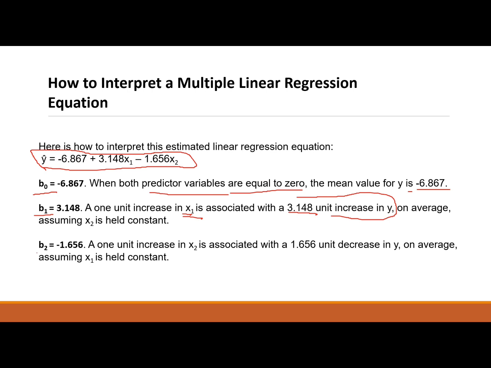For B2, this is for our second variable. So our B2 is negative 1.656. So this is the coefficient for the predictor variable x2. It represents the change in the estimated mean value of y for 1 unit increase in x2. So a 1 unit increase in x2 is associated with a 1.656 unit decrease in y on average, assuming x1 is held constant.